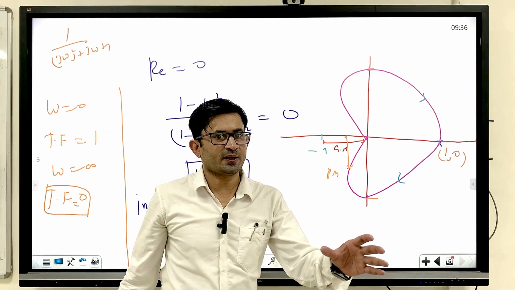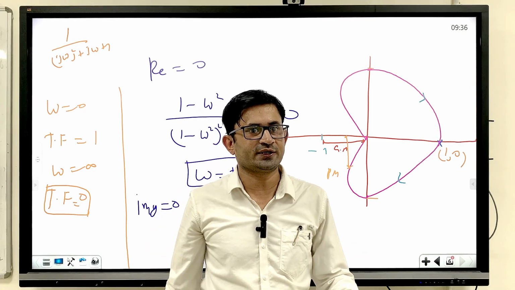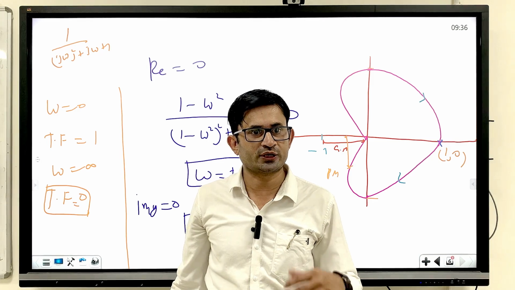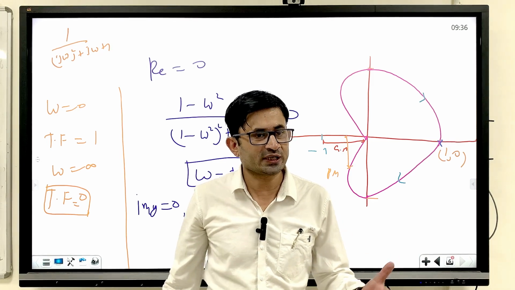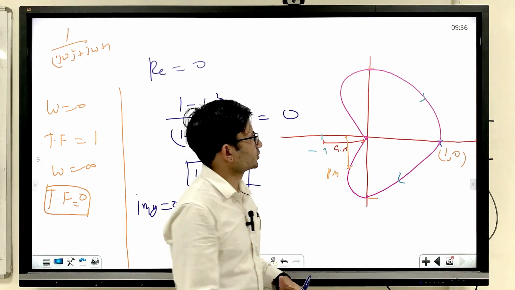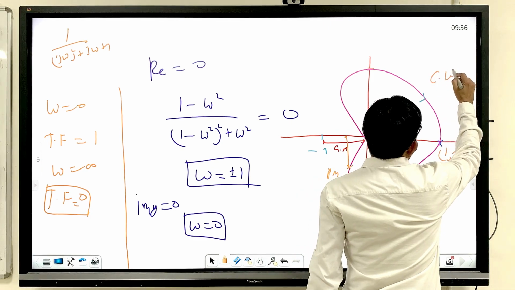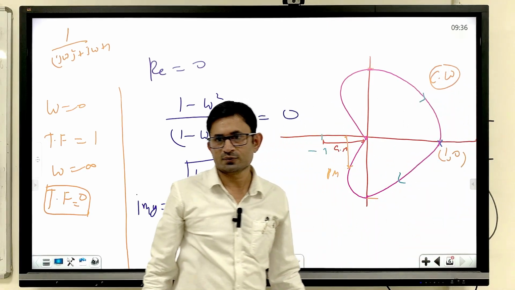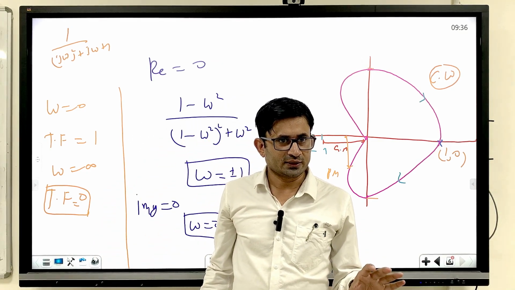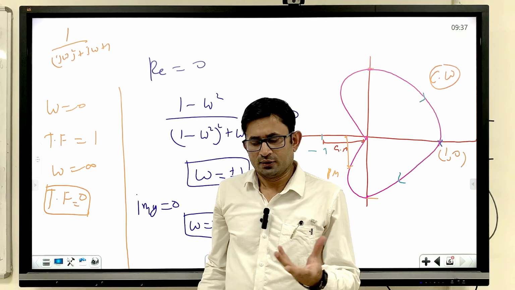See, instead of 1 upon s square plus s plus 1, if you take 1 upon s square minus s plus 1, that means you put damping negative. So the same graph will be there, but the direction will be what? Counterclockwise. So this is clockwise, right? So now it is easy to draw the Nyquist, right?